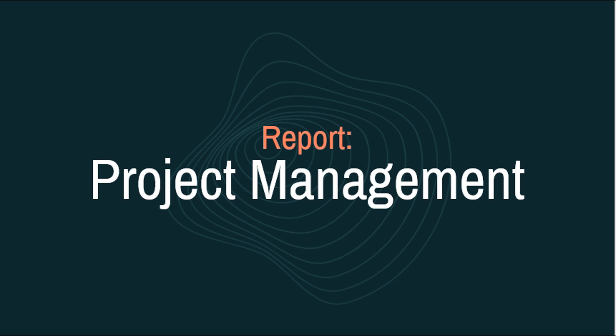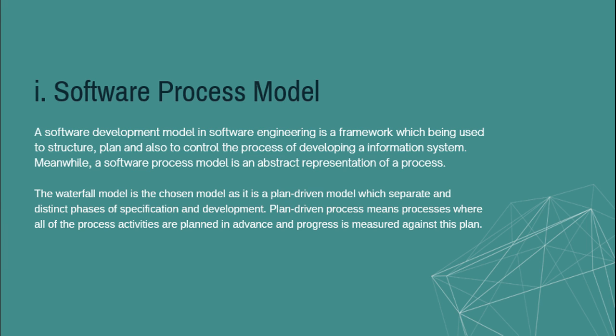Project management. Software process model. A software development model in software engineering is a framework which is used to structure, plan, and also to control the process of developing an information system. Meanwhile, a software process model is an abstract representation of a process.